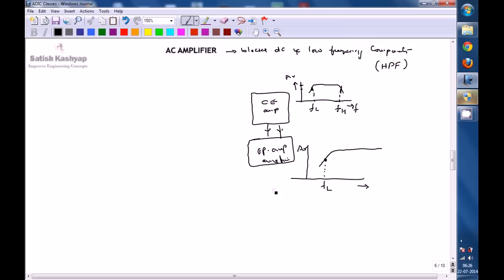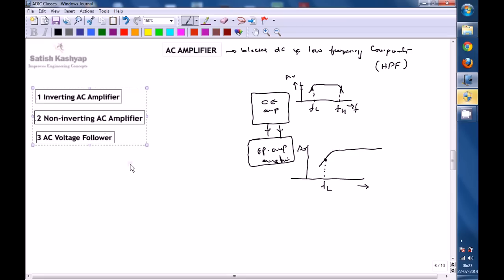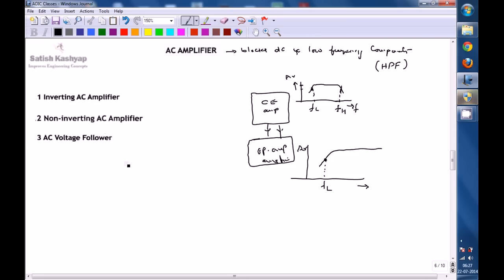Now we will see what different types of AC amplifiers are available and how to realize them. What is the expression for that, and how to define the lower cutoff frequency. So simply remember, an AC amplifier is nothing but a high pass filter with a lower cutoff frequency, that is FL. Now there are three versions. Two are going to be required as amplifiers, and the other is the voltage follower. So these are the three cases we are going to study under AC amplifier.